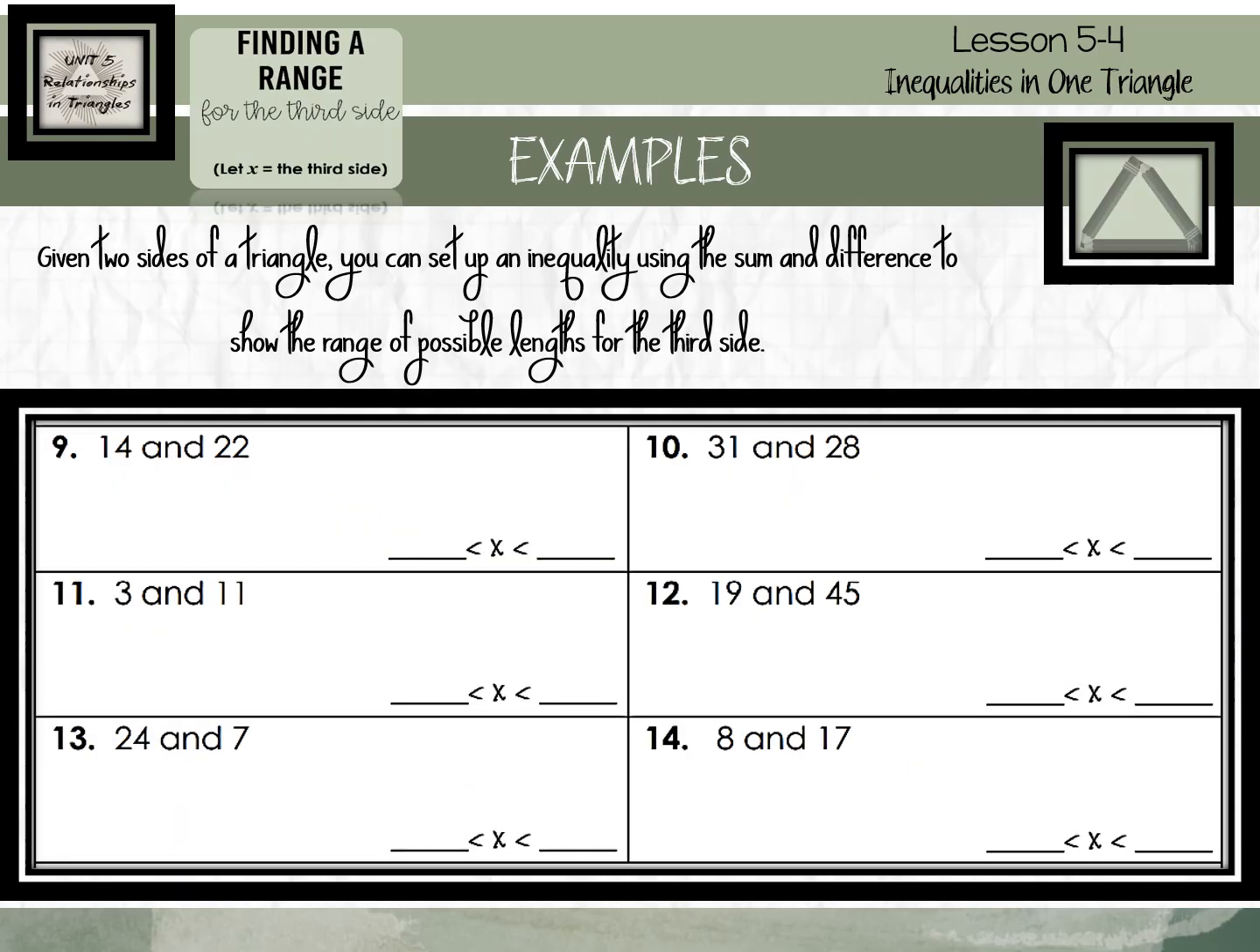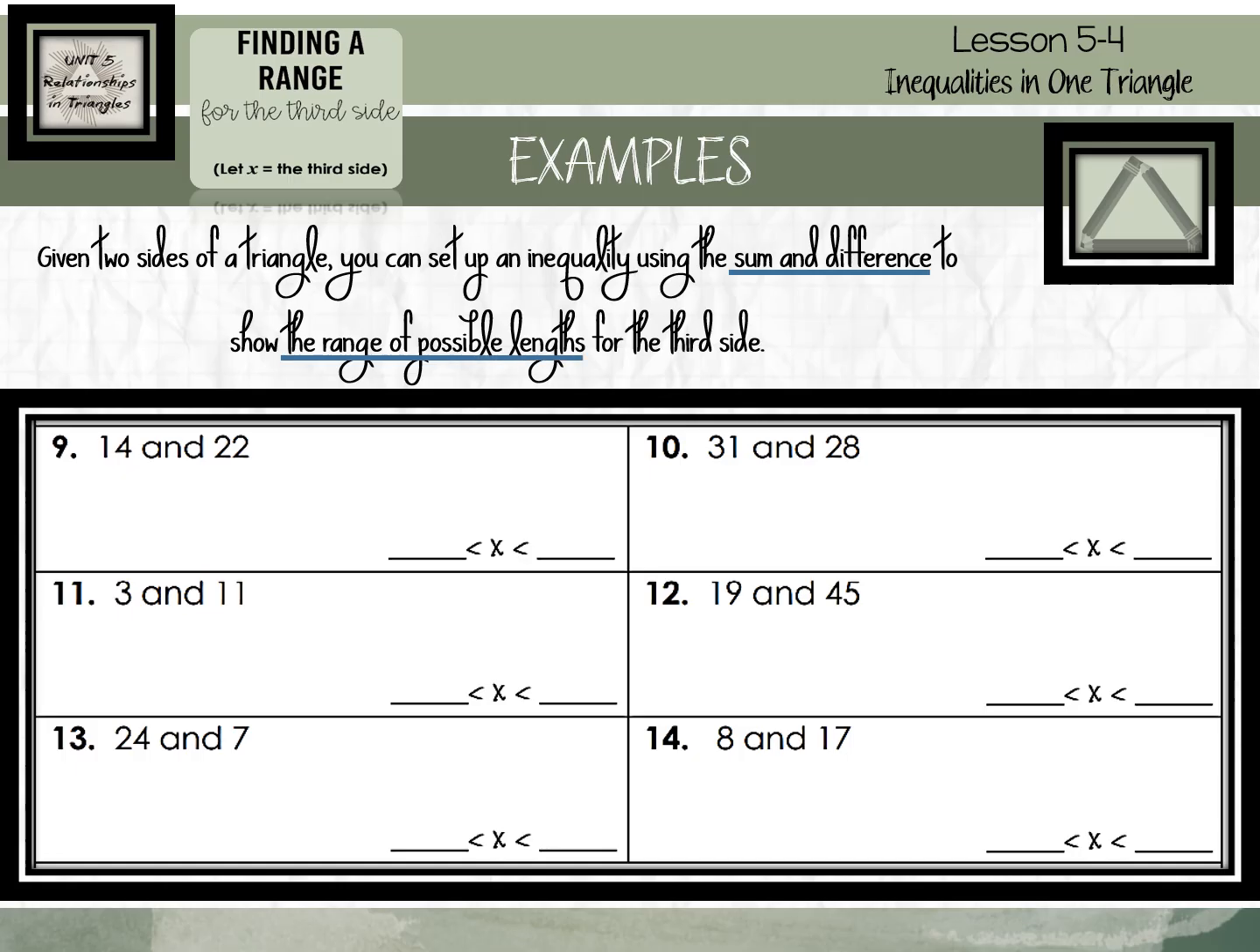Finding a range for the third side. Here are some examples. Given two sides of a triangle, you can set up an inequality using the sum and difference. Sum is the answer to an addition problem. Difference is the answer to a subtraction problem, so we're going to be adding and subtracting to show the range of possible lengths for the third side.